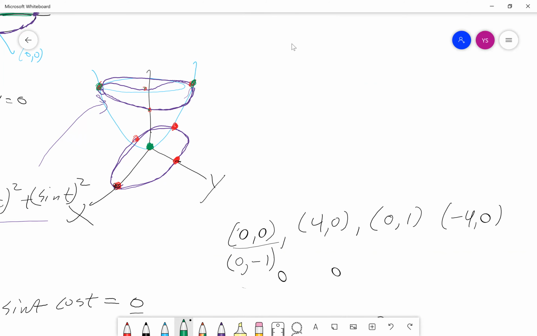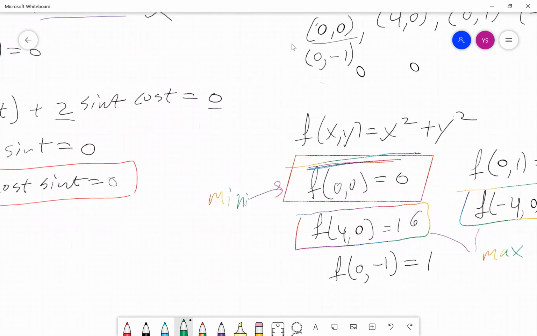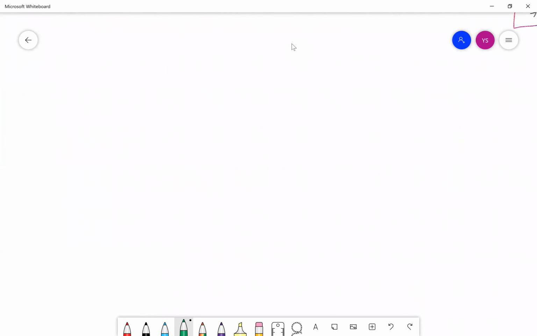Okay, and in general, I would recommend remembering this problem because the entire strategy lies in this problem. Figuring out the critical points in the interior, figuring out the critical points on the boundary, plugging all the points in. So let's try another problem.